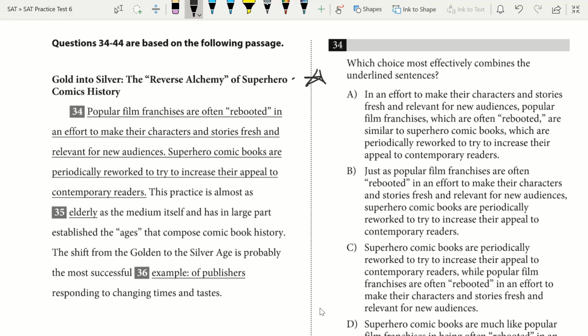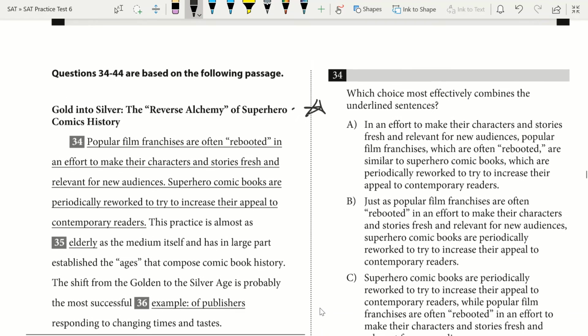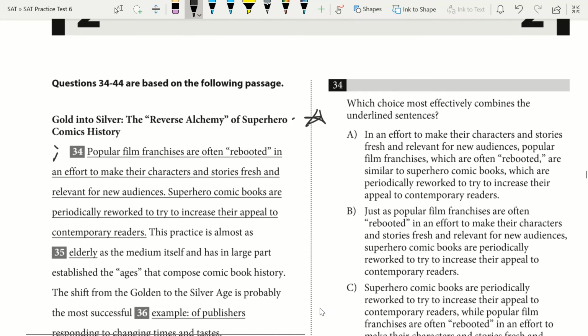So which choice most effectively combines the underlined sentences? All right, so we're just going to go ahead and read it, find our underlined sentences, and then go shortest to longest in order. Popular film franchises are often rebooted in an effort to make their characters and stories fresh and relevant for new audiences. Superhero comic books are periodically reworked to try to increase their appeal to contemporary readers.